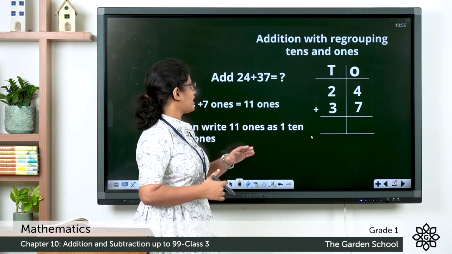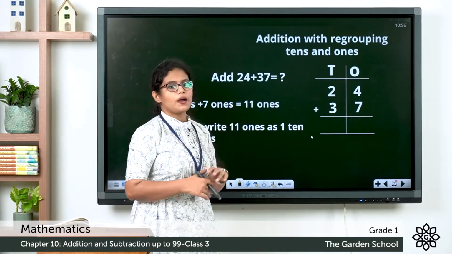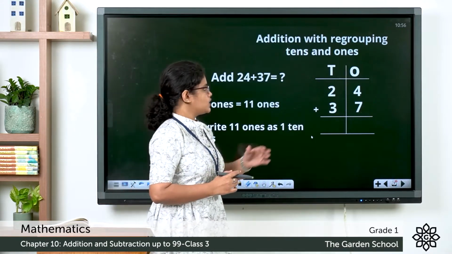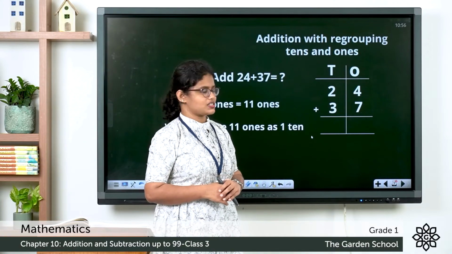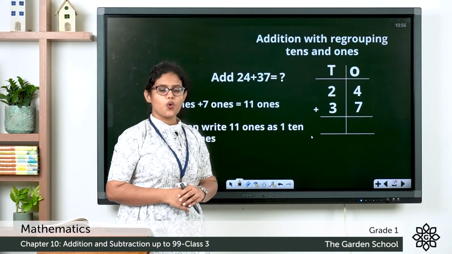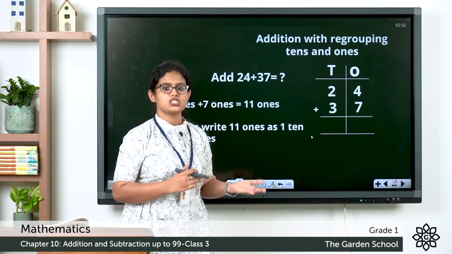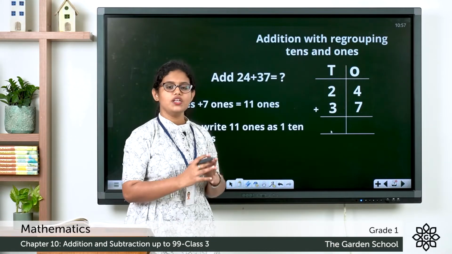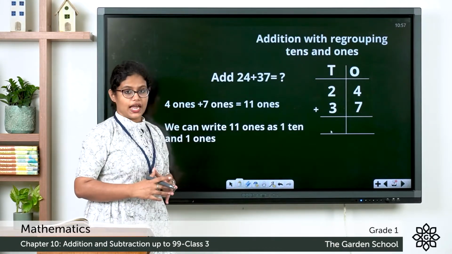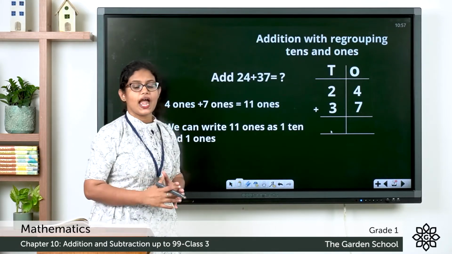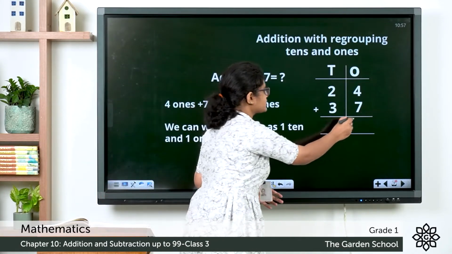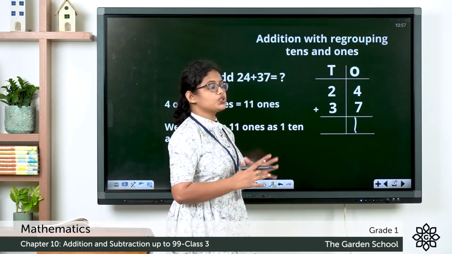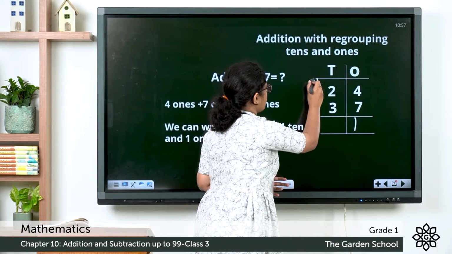Here you have two numbers given, 24 plus 37. Both are 2-digit numbers. First let's see the ones place. Which numbers are given? 4 ones and 7 ones. What is 4 ones plus 7 ones? 4 ones plus 7 ones makes 11 ones. And you can write 11 ones as 1 ten and 1 one. So we write 1 over here, and we carry over 1 ten to the tens place. So we'll write 1 here.